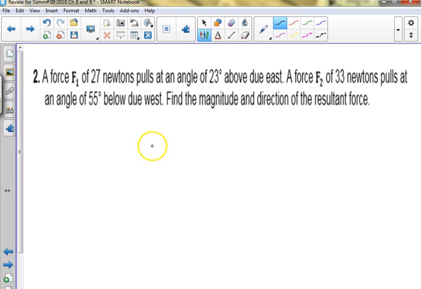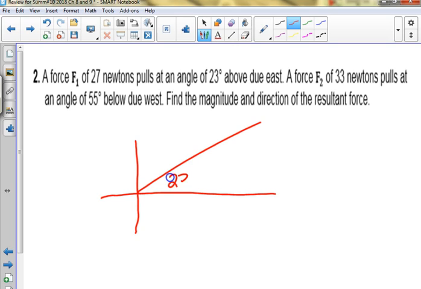All right. I'm not sure this exact kind of question is on the quiz, but it says a force of 27 newtons pulls at an angle 23 degrees above due east. A weird description, huh? Okay. A second force of 33 pulls at an angle 55 below due west. So this is a 55-degree angle in here, but when we go to do the components, we're going to want to do some magic here.